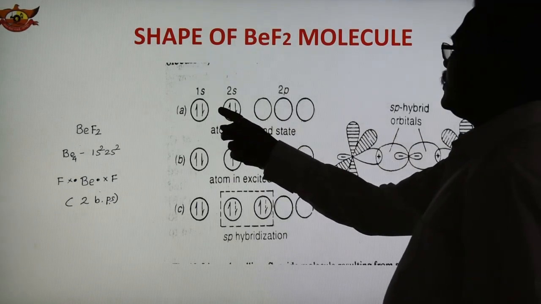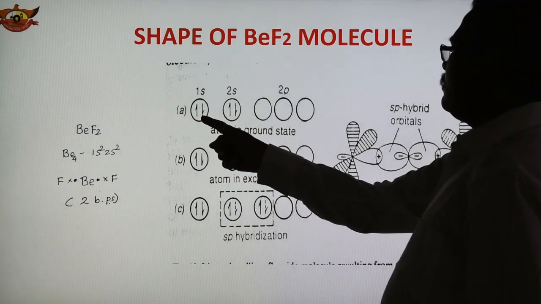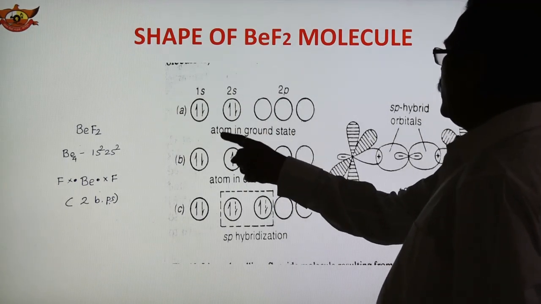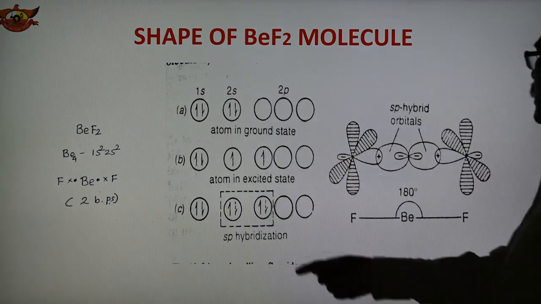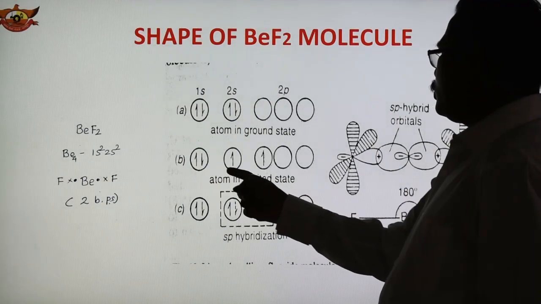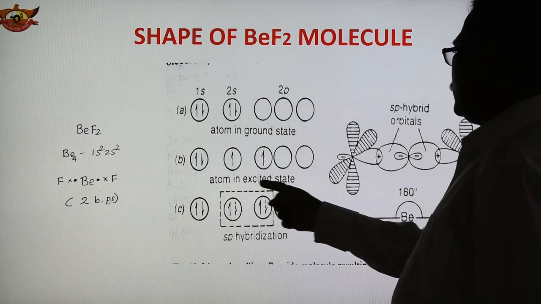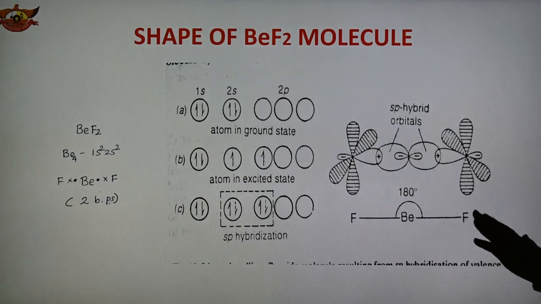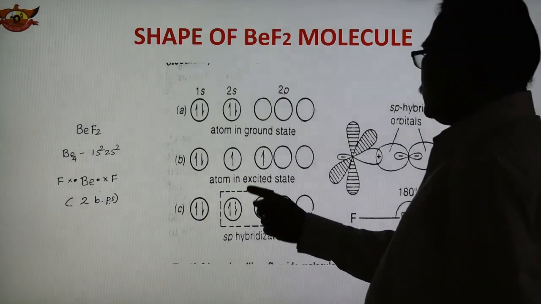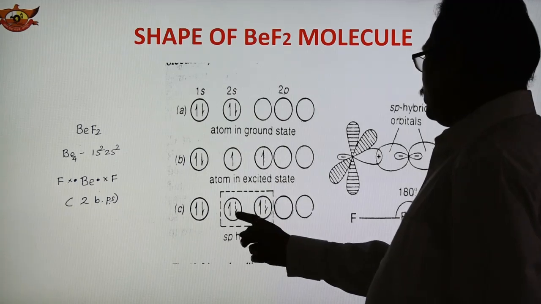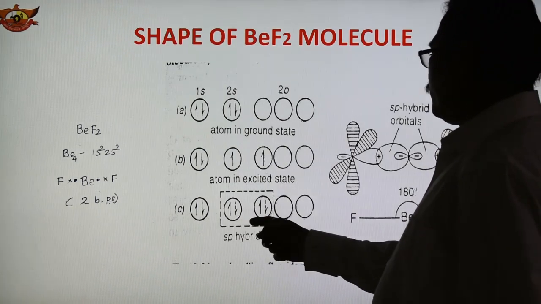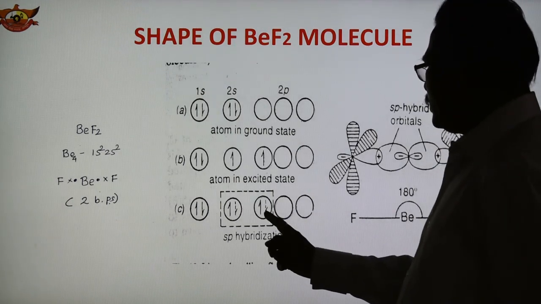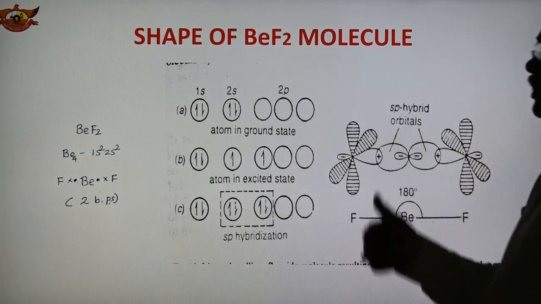Now in terms of hybridization, beryllium is the central atom. Its ground state configuration is 1s2, 2s2, and in the excited state the configuration is 1s2, 2s1, 2p1. In the excited state there are 2 unpaired electrons, which indicate the formation of 2 covalent bonds. These 2 electrons of beryllium and the electrons of 2 fluorine atoms overlap, forming 2 covalent bonds. One s orbital and one p orbital undergo hybridization, forming sp hybridization.